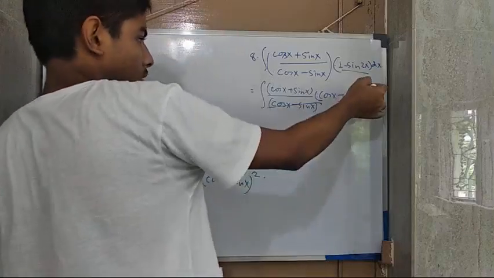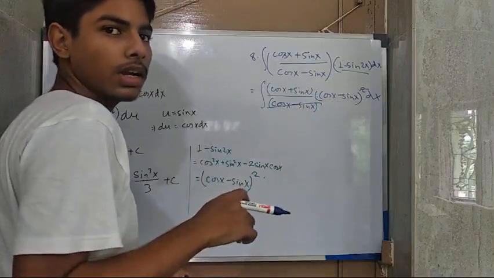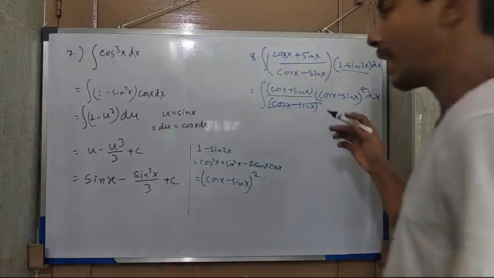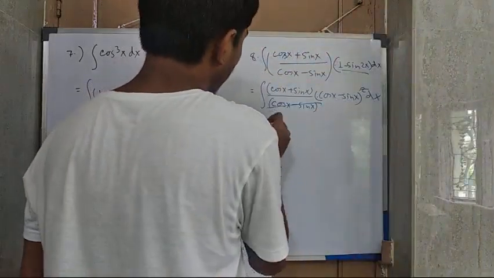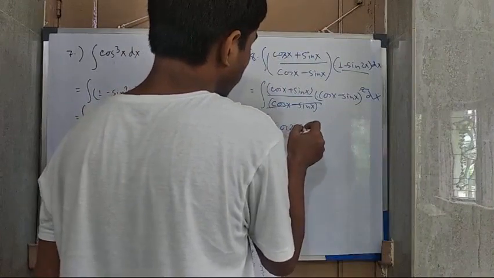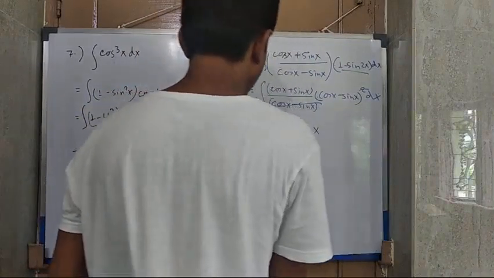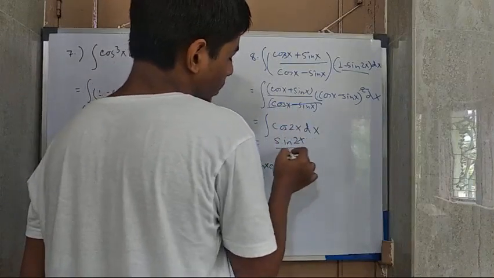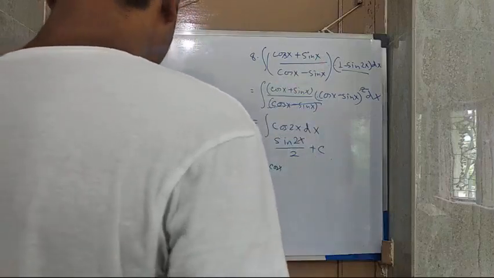So cut one, and this is actually a plus b times a minus b, which is a square minus b square. That means this will become cos square x minus sin squared x, and cos square x minus sin squared x can be written as cos 2x. So this can be written as cos 2x dx, which can be integrated as sin 2x by 2 plus c. So this is our final answer for the eighth question.